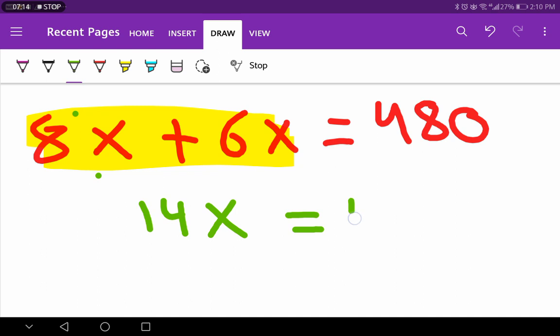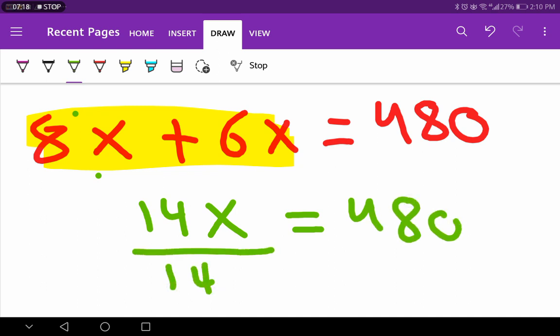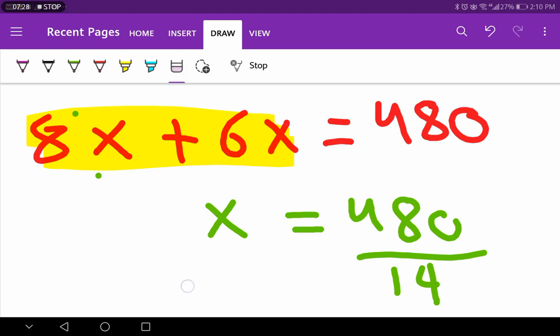14x equals 480, and the last step, as you know, multiply by 14, and sorry, I made a mistake, divide by 14. Thank you, Mahmoud. So the x is now alone and happy, and this is the value of x. It is large, and you can simplify it. I will not simplify it; I will leave that for you.